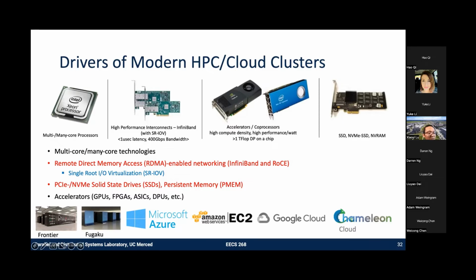Actually, I want to highlight one thing here. Frontier, this supercomputer, is now the number one supercomputer in the world. It achieves 1.2 exaflops per second. This is the first exaflop machine developed by the US. So this is the fastest supercomputer in the world. It uses all kinds of technology, at least over here.